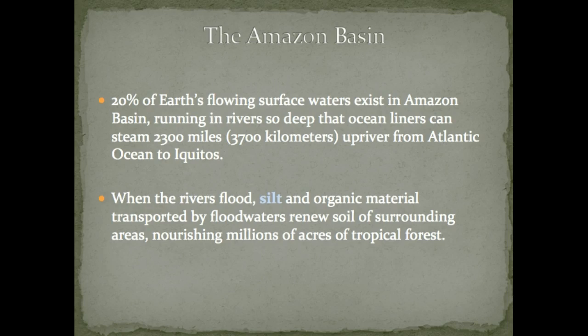When rivers flood, silt and organic material are transported by floodwaters to renew soil of surrounding areas. Sometimes floods are seen as a bad thing, but throughout history, evolution for the succession of aquatic and terrestrial ecosystems, flooding is absolutely crucial for the replenishment of land. In fact, almost all of our prominent agricultural areas have become very fertile, rich because of flooding.